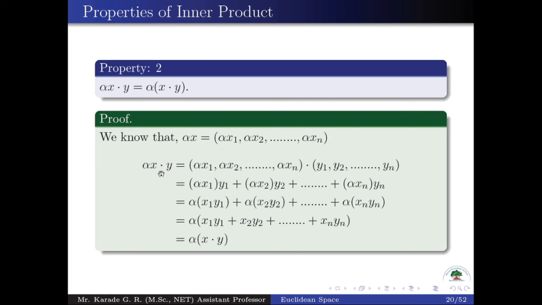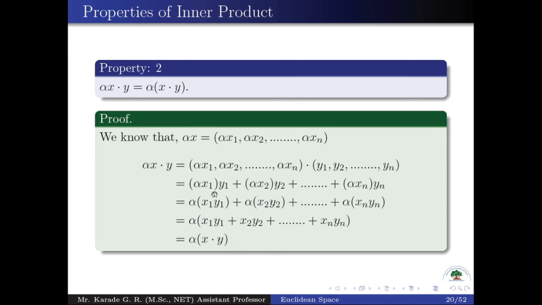So we take the dot product, or the inner product, of alpha x with vector y. So the alpha x vector is this, dot product with vector y. By the definition of inner product, or we can say dot product, the resultant is: the first term alpha x1 into y1, plus alpha x2 into y2, plus dot dot dot, plus alpha xn into yn.